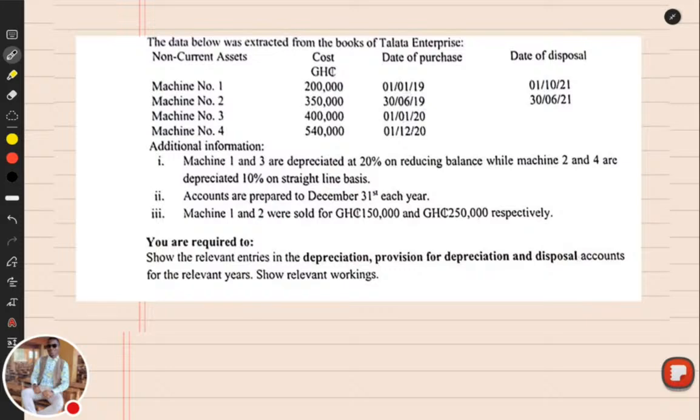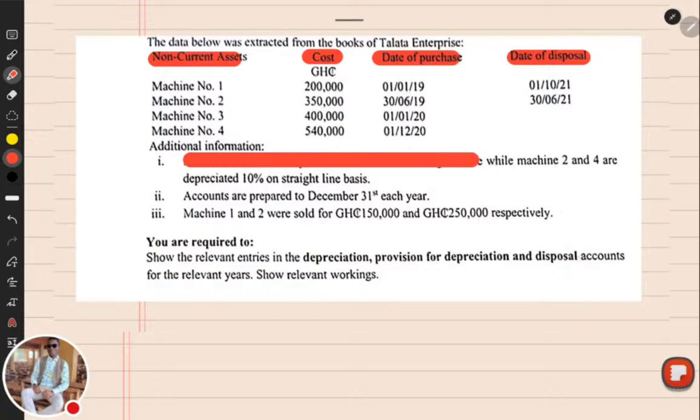The data below was extracted from the books of Talata Enterprise. As you can see here, we have the non-current asset, the cost, the date of purchase, and the date of disposal. Then we have additional information. It says that machine 1 and 2 are depreciated using the reducing balance method, and machine 2 and 4 are depreciated using the straight line method.